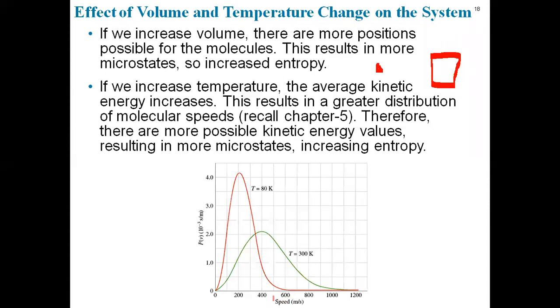Obviously, when the speeds are different, the kinetic energy will be different. So therefore, you can have more different microstates. And as we said, when the microstate number increases, your entropy will also increase. In this one, we did not even consider the effect of the volume yet. Just think about if the temperature increases, we have a broader distribution of the speed of those gas particles. Therefore, there are more microstates. Okay, any questions?